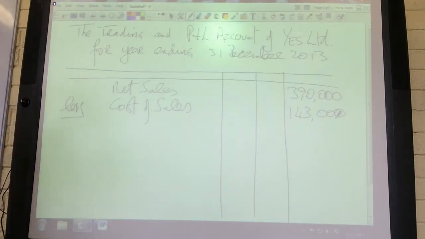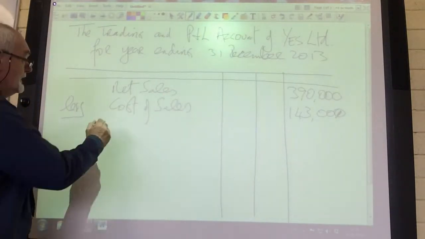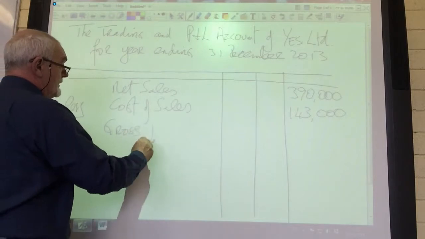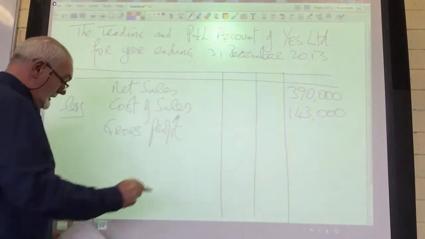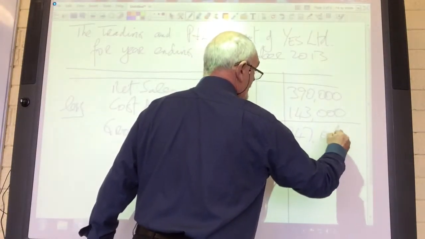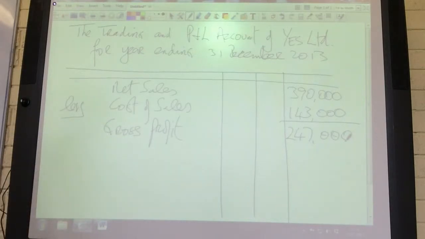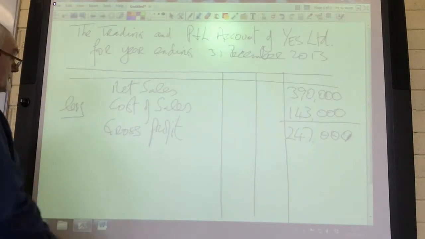So Yes Limited sold goods that had cost them 143,000 for 390,000, giving them a gross profit of 247,000. That markup, that profit on cost, wouldn't be unusual in footwear retailing, but don't forget, of course, you must take all your expenses away from that to find your net profit, and you'd have high overheads, high expenses in retailing. So we have gross profit 247,000, to which we add any other income that we might earn, or any gains.